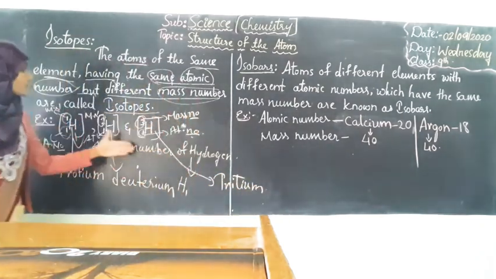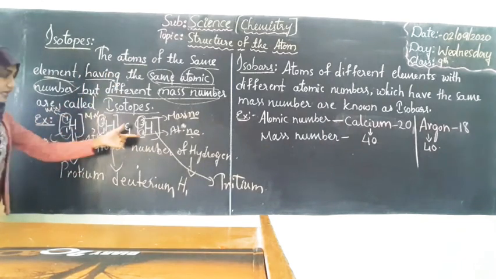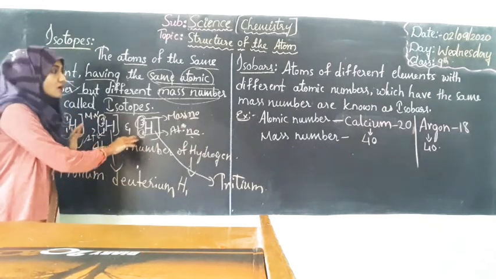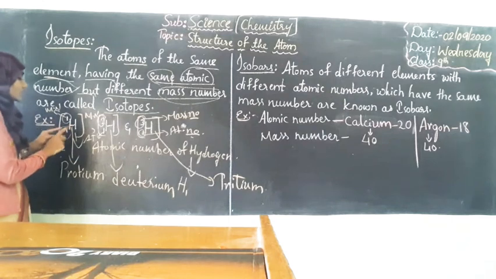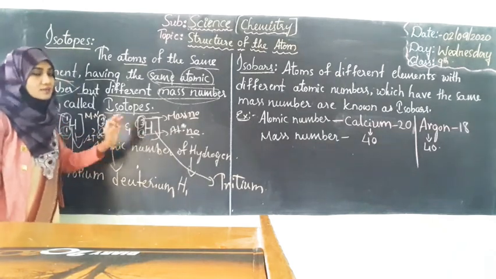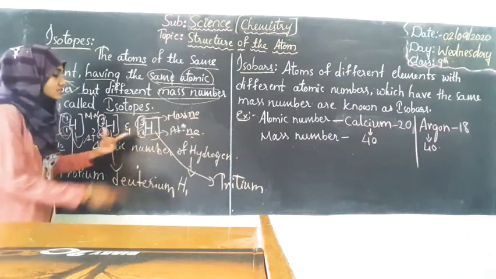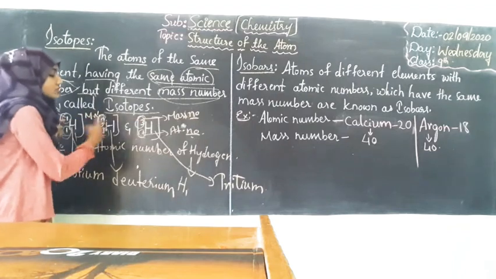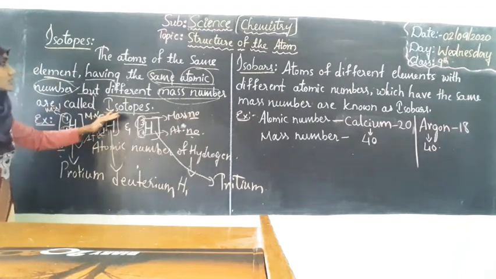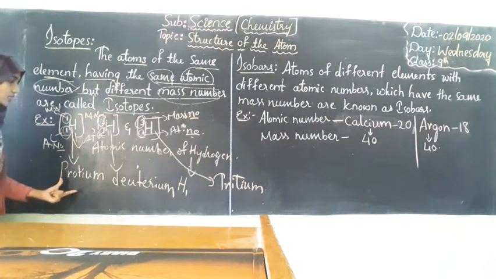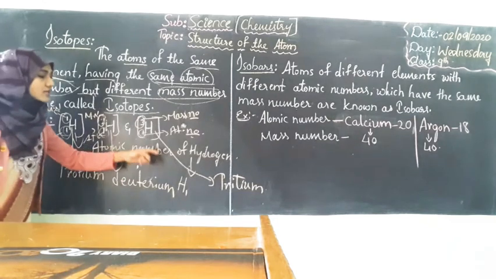Alright students. Atoms of the same element, you can see it is a single element, hydrogen, hydrogen, hydrogen only. Even so, each hydrogen has the same atomic number. All 3 of the hydrogen elements have the same atomic number, but what is different? You can see the mass number is different in all 3 of them. Such kinds of elements are called isotopes. H11 is protium, H12 is deuterium, H13 is tritium.